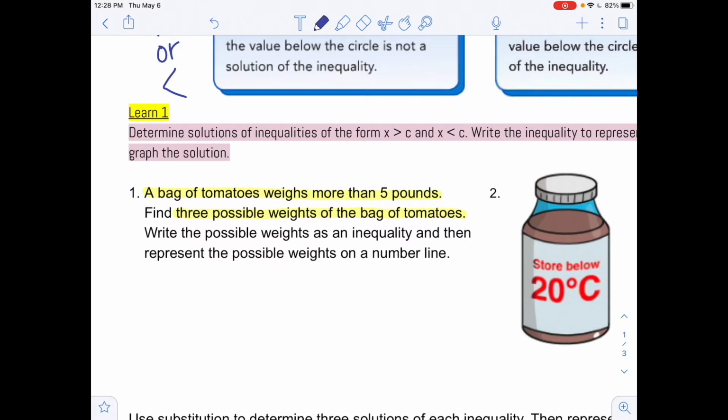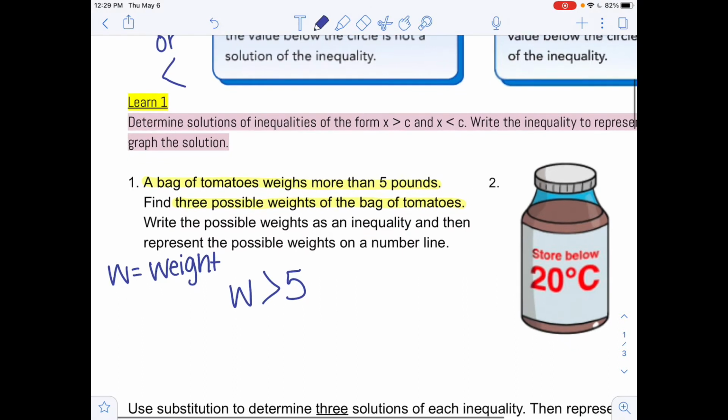Okay, so I'm going to pick a variable for my weight. I'm just going to use W to represent my weight. And when I think about this inequality, I want to show that any possible weight of the tomatoes would be more than 5 pounds. So I want to show that this weight would be more than 5 pounds. It's greater than our 5 pounds. So that would be setting up my inequality, showing the weight is greater than 5 pounds. It's not going to include 5 pounds, it's just greater than our 5 pounds.